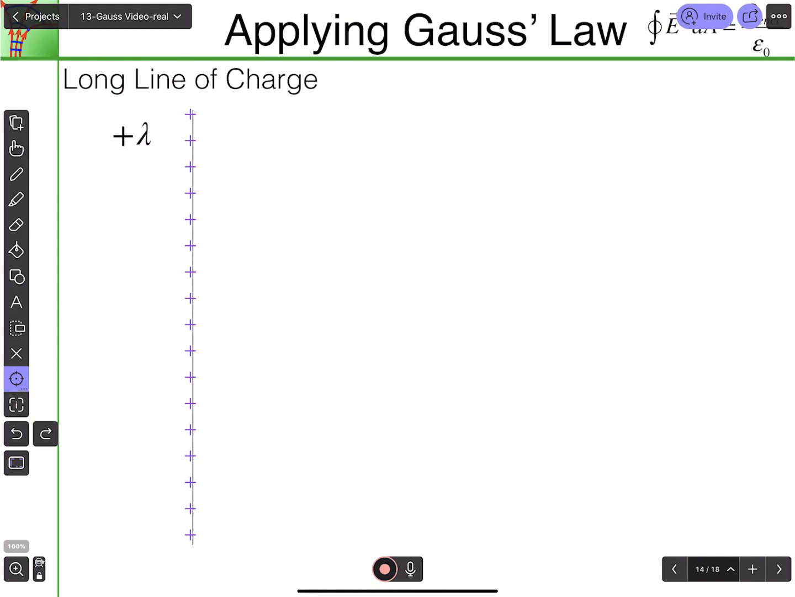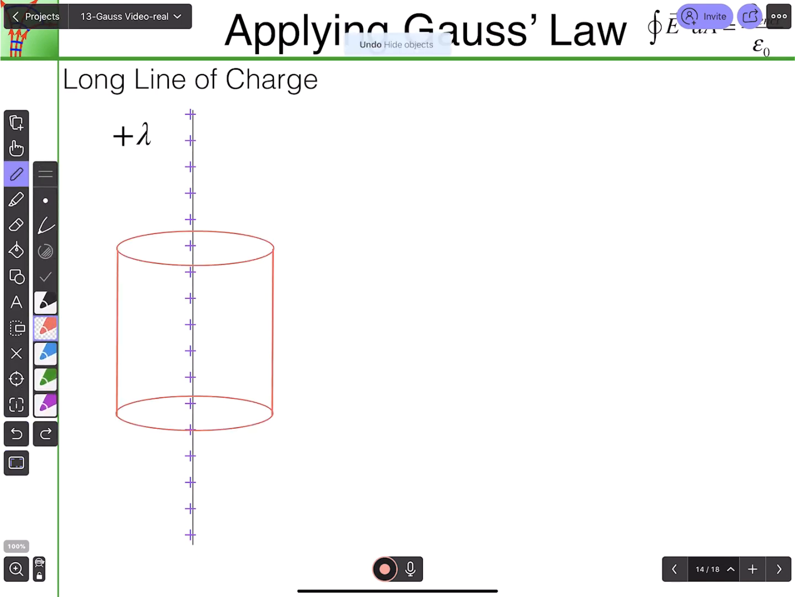So what I'd like to do is choose a Gaussian surface for this one that is a cylinder. So there's my Gaussian surface right here. I'll call it Gaussian. All right, and we're going to use that to calculate the electric field due to a long line of charge. And remember, this here is the linear charge density. So let's think about the electric field at any point. If the electric field here, remember this is going to be a cylinder of radius r and length, we'll say L.